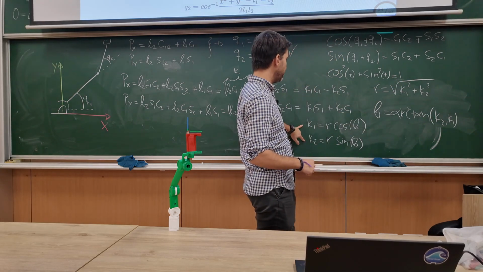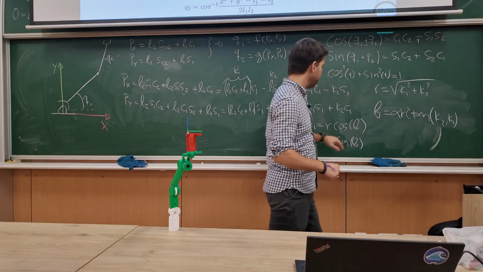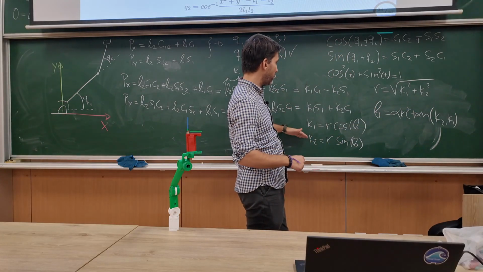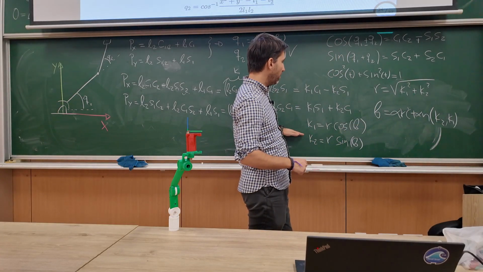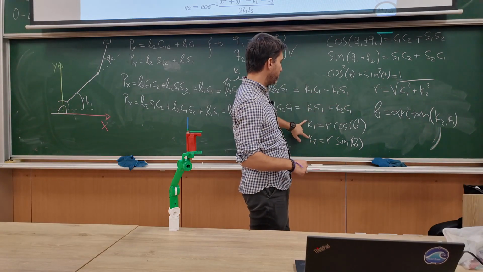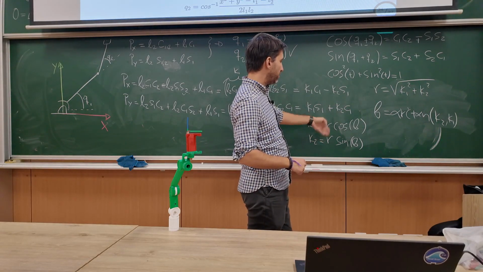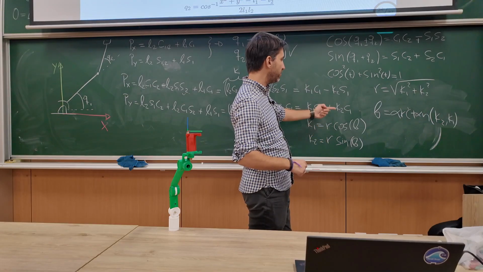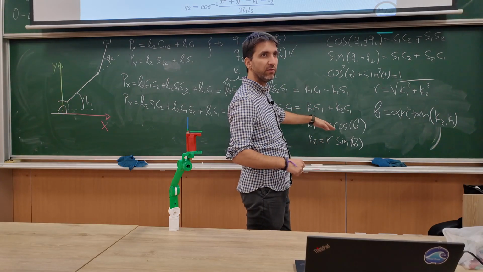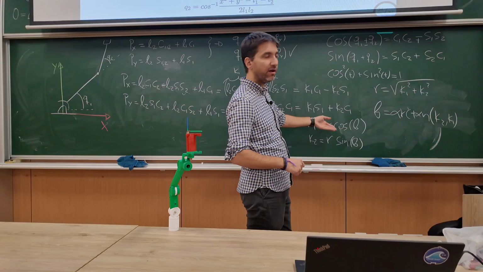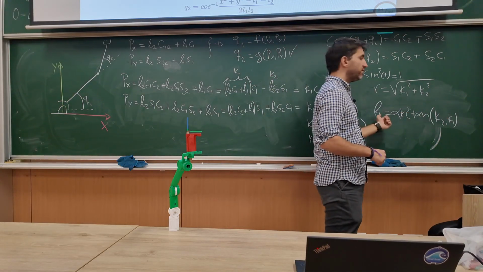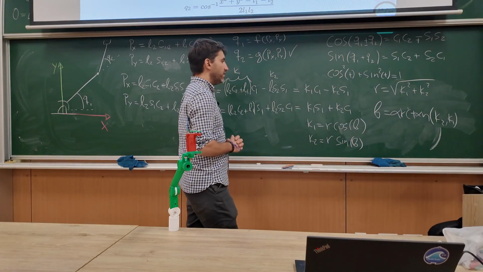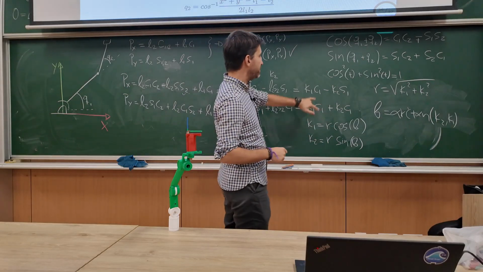So this holds up. And then if I take the arctangent of this one, it's going to be kappa 2 over kappa 1. R will get simplified, so I'll have sine of theta divided by cosine of theta, which is tangent of theta. Arctangent of tangent of theta is theta. Right.